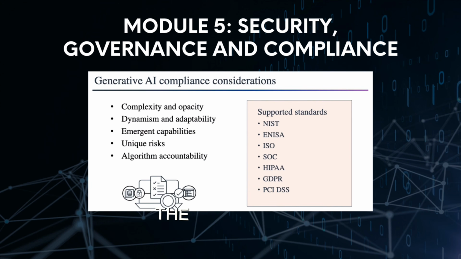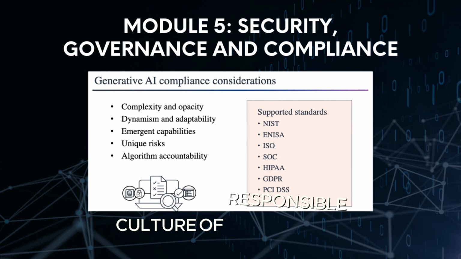Now let's take a look at some of the compliance considerations for generative AI. Well, we have to take a look at the complexity and opacity, the dynamism and adaptability, emergent capabilities, unique risks, and algorithm accountability. And the supported standards include NIST, ENISA, ISO, SOC, HIPAA, GDPR, and PCI DSS. And so a high-level strategy for governance and compliance is establishing an AI governance board or committee, defining roles and responsibilities, implementing policies and procedures, implementing robust compliance mechanisms, and fostering a culture of responsible AI.